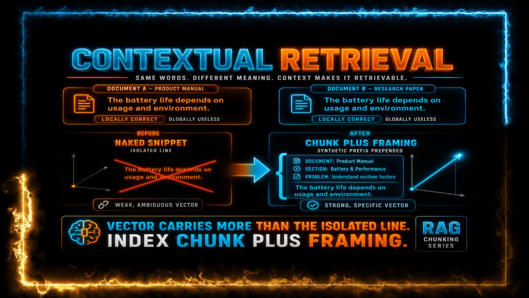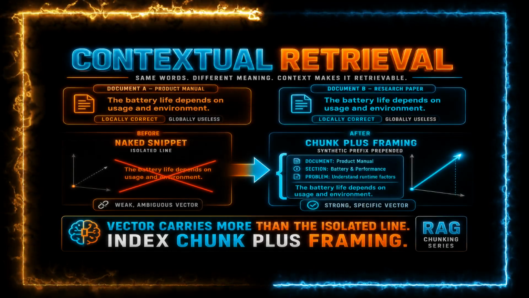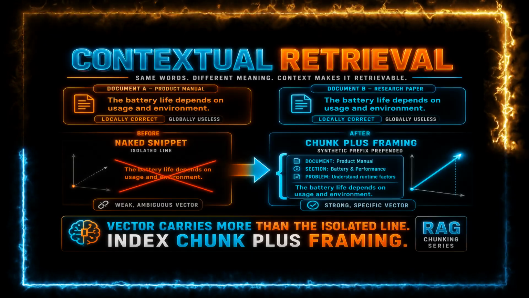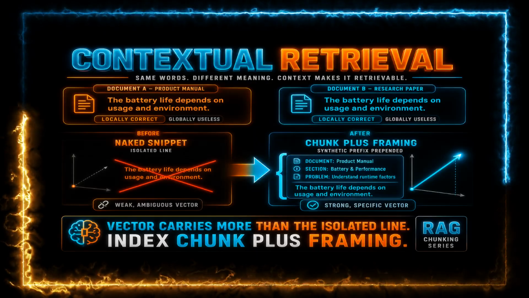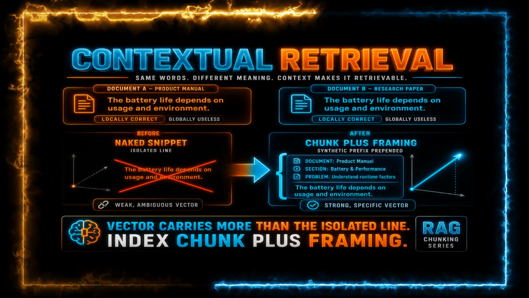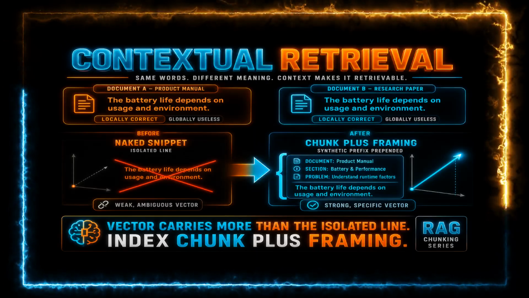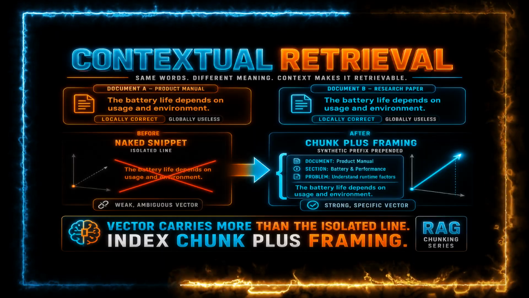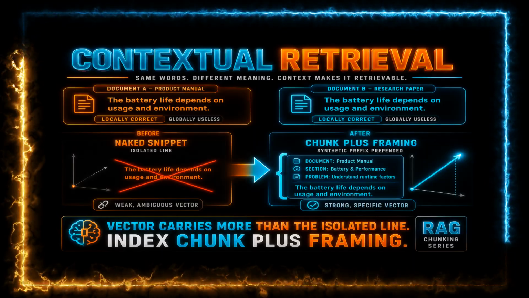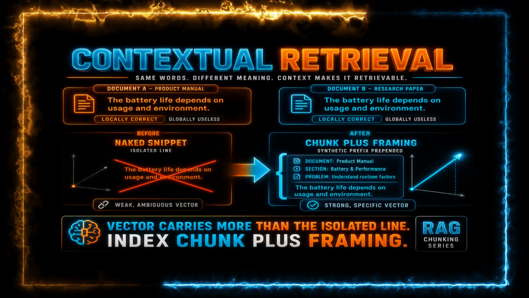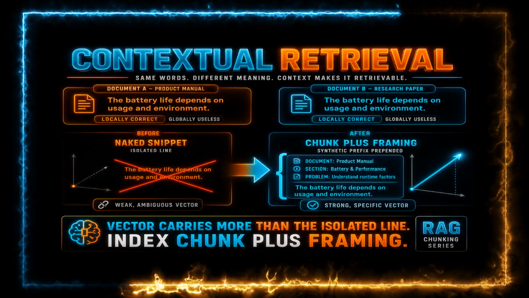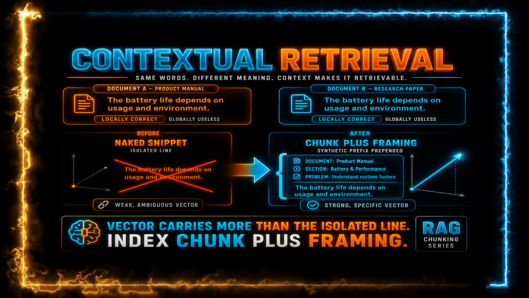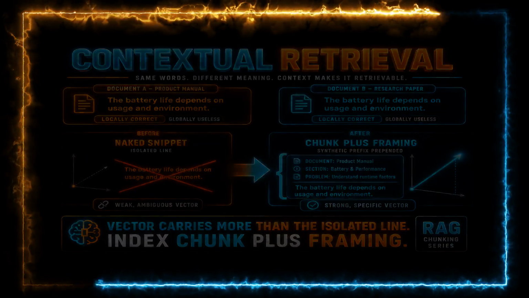Contextual retrieval. A small chunk can be correct locally and useless globally. Same sentence means different things in different docs. Contextual retrieval prepends or attaches a short synthetic context to each chunk before embedding. Which document? Which section? What problem it answers? So the vector carries more than the isolated line. You're indexing chunk plus framing, not the naked snippet alone.